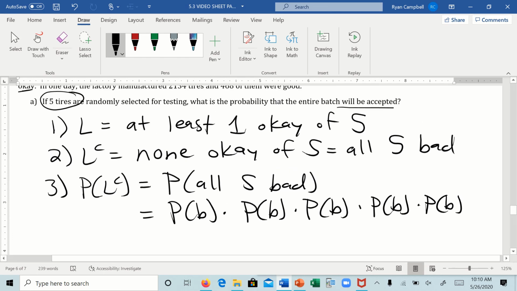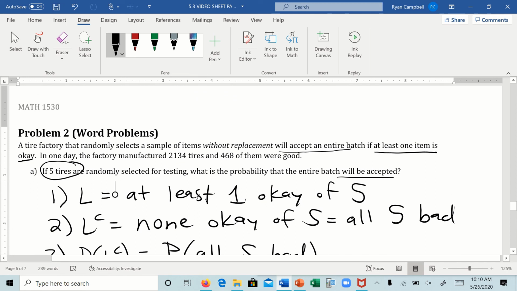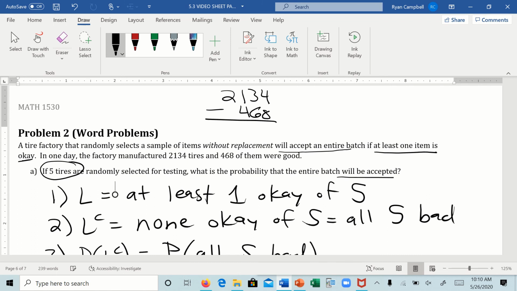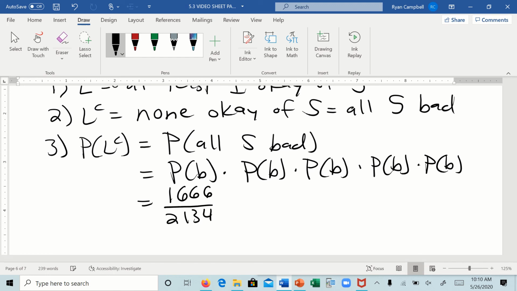All right. So what's the probability that the first one's bad? So if we have a total of 2134 tires and 468 of them are good, then how many are bad? Well, we can just subtract, right? 2134 minus 468. And if you do that in your calculator, you'll see it's 1,666 tires are bad. So the probability of a bad is all of the bad ones divided by the total. So 1,666 divided by the total of 2134.